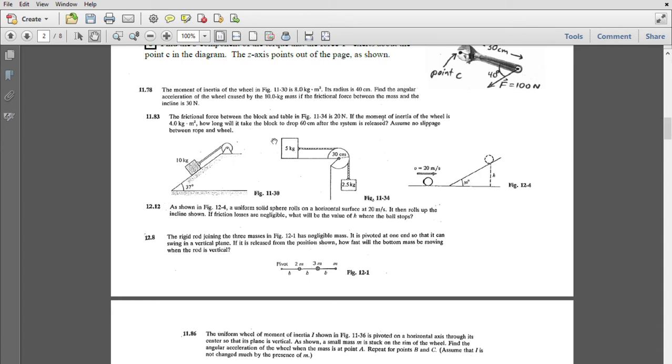Now we've got to use that to do a little kinematics calculation to see how long it takes to drop 0.6 meters. So that would be y minus y0 is equal to v y0 times t plus 1/2 a y t squared. We just found a y, and v y0 is 0 because it's being released from rest.